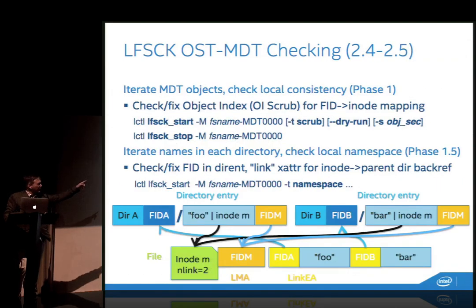Actually, the other thing I didn't mention, there's also a speed limit, so you can say only scan 1,000 or 5,000 objects a second, so that you're not impacting normal metadata performance. So it is pretty fast. I think, depending on your hardware, 50 to 100,000 inodes per second, because it's mostly just doing a local disk scan. But that can impact your metadata performance.